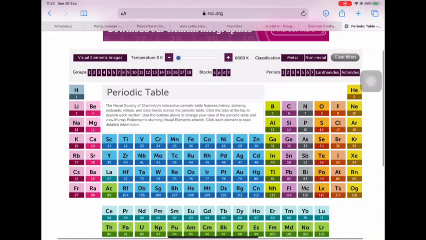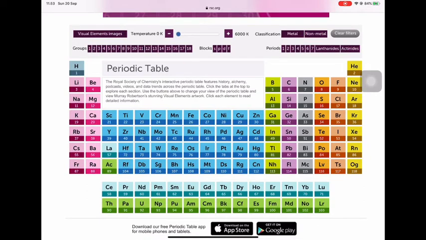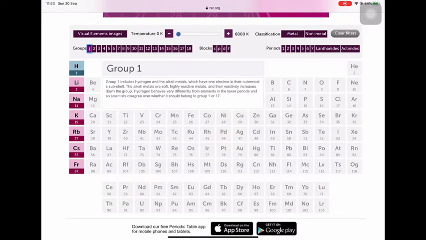So my screen now is showing the periodic table of elements from the website of RSC, which is Royal Society of Chemistry. And here you can see the trends in the periodic table. We have the vertical arrangement and the horizontal arrangement. The vertical arrangement we call the groups. So this is the first group and the second group.